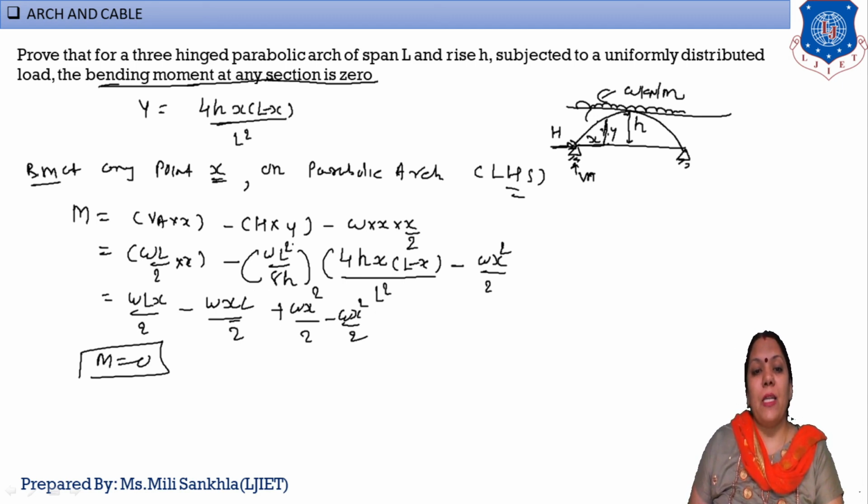Here our example of this parabolic arch is complete. Next we solve the example of a circular arch.